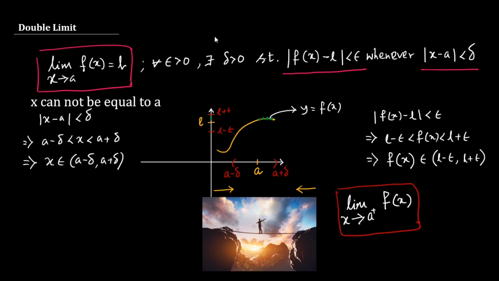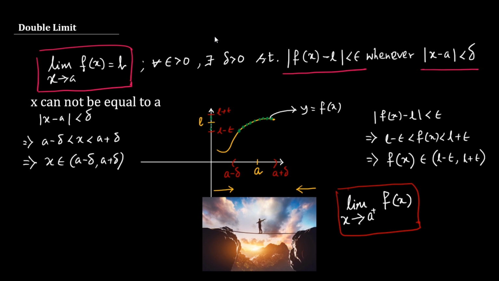Analogously, one can define a similar kind of scenario if the variable point approaches from the left side of a, that is taking values which are lesser than a, maybe something like this. x is taking values which are lesser than a. As a result, the corresponding value of y on the curve is moving like this, and the corresponding value of y or f(x) on the y axis moves like this.